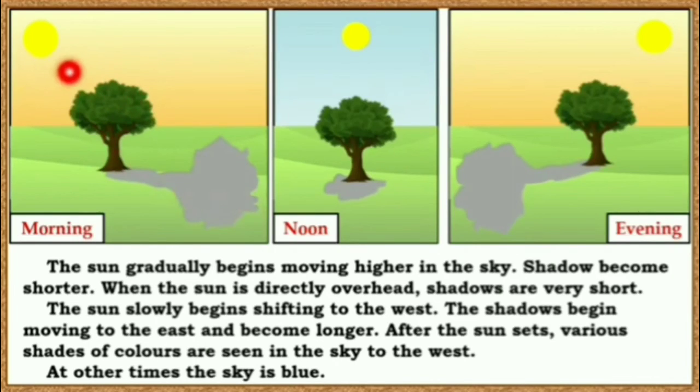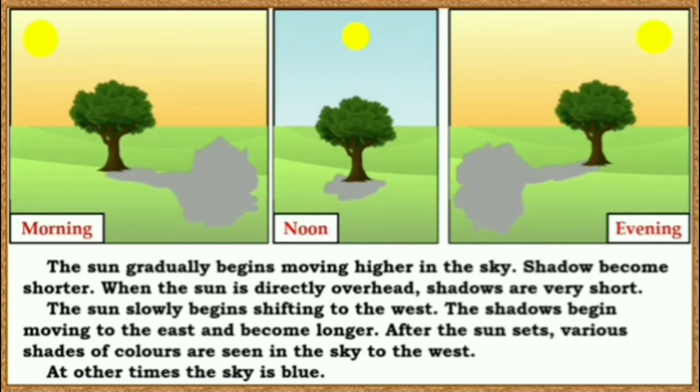Students, we learned that the sun rises in the east direction and after rising, it gradually starts shifting upwards and so the shadows become shorter. Earlier, we have seen sun rises in the east and during that time, shadow of the tree is long. Slowly, sun rises above, so shadows become shorter.